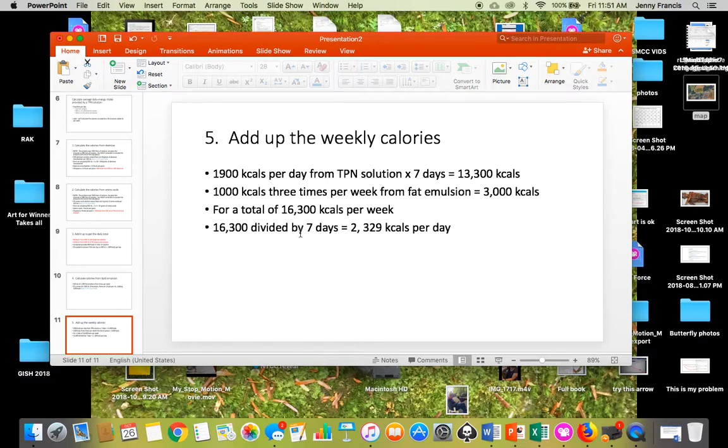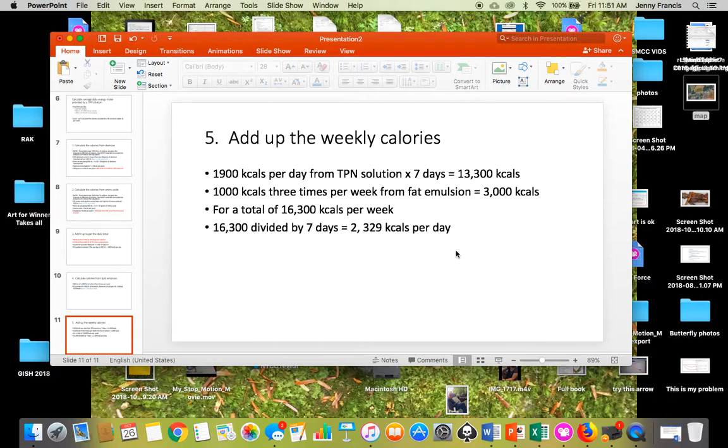You're going to divide that by 7 days to get the average calories per day, which gives us our triumphant final answer of 2,329 calories per day. If you followed along, good for you.